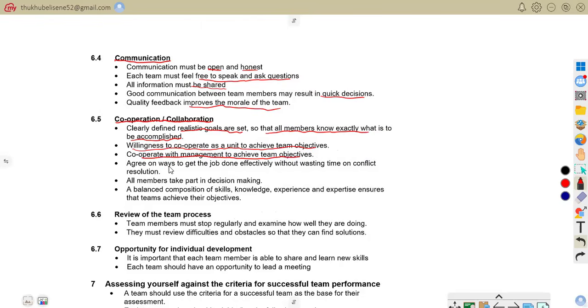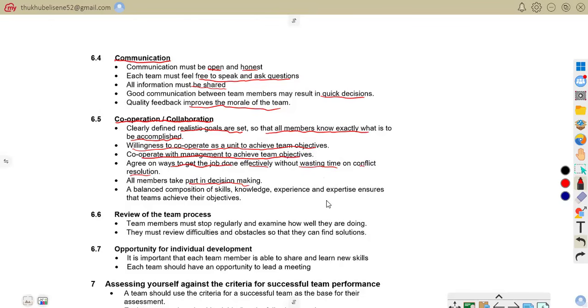Agree on ways to get the job done effectively without wasting time on conflict resolution. So make sure that there is an agreement, because if we have a long debate, that will waste time for goals to be implemented. So make sure that we don't delay getting to an agreement, so that we don't waste time on conflict resolution. All members take part in decision making.